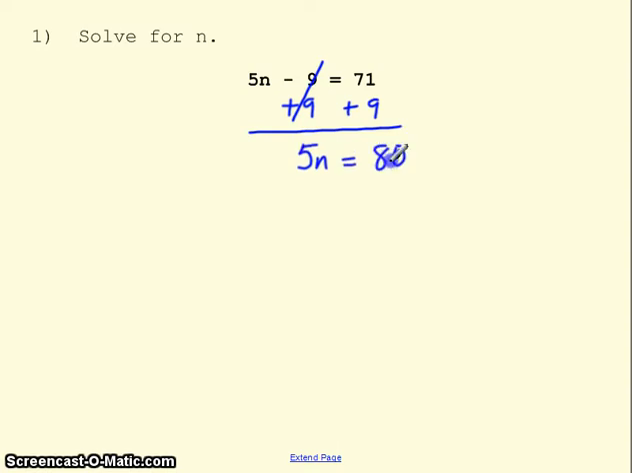Now comes our next step. Since the next thing in backwards order that happened to n was that it got multiplied by 5, what we're going to do is divide by 5. So when we divide by 5, I happen to know that 80 divided by 5 is 16. So that is our final answer. n equals 16. So first we added, then we divided.